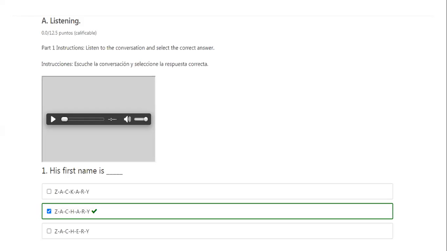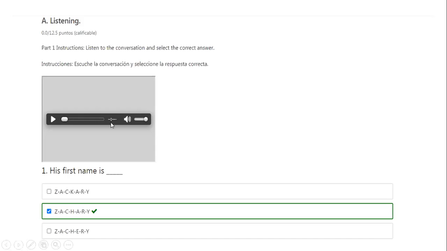Y posteriormente, you can continue practicing new words, y que usted también pueda descubrir nuevas palabras que hay en los audios, and that you can check the right pronunciation. Okay, in this case, you have an audio. En este caso, usted también tiene un audio.